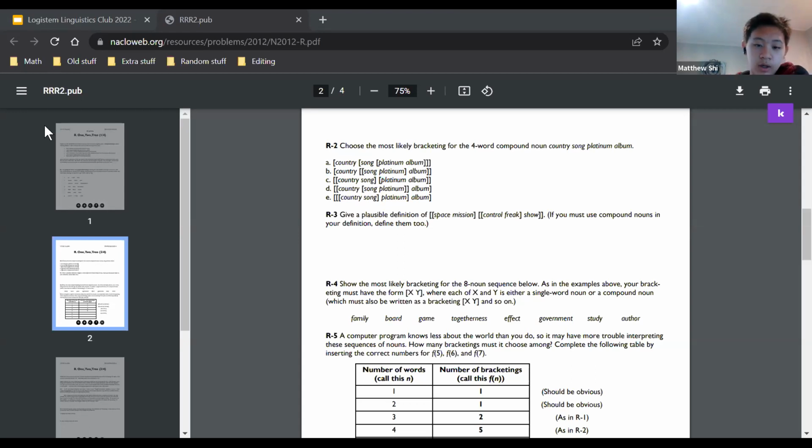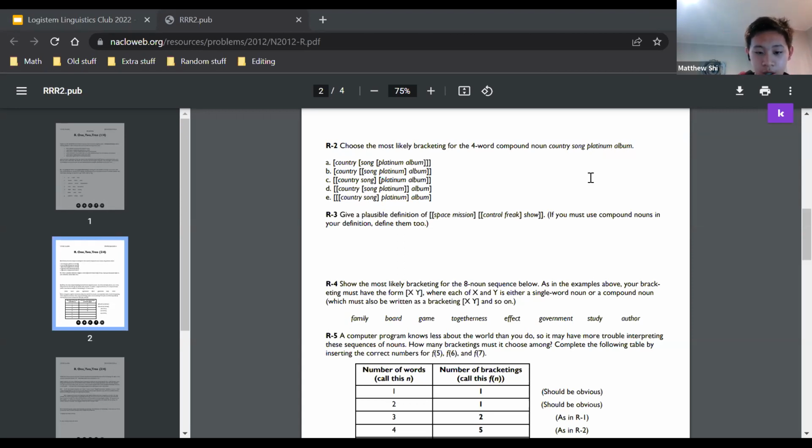Okay, so for this question, the answer is C, [country song], because that is one unit. It's a song that's in the style of country. Platinum album is just kind of like an album name. So that's how it's put together.